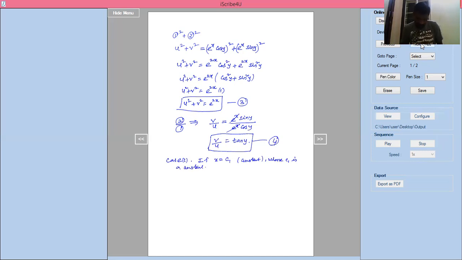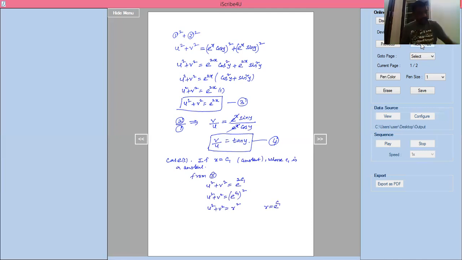if x equal to c1, from equation 3, what will happen? See, u square plus v square equal to e power 2x is there. In the place of x, I'll write e power 2c1. So u square plus v square equal to e power 2c1. So I'll write u square plus v square equal to e power c1 whole square. This only I'll write u square plus v square equal to r square. What is that? R is nothing but e power c1.